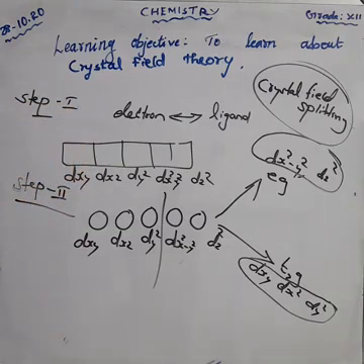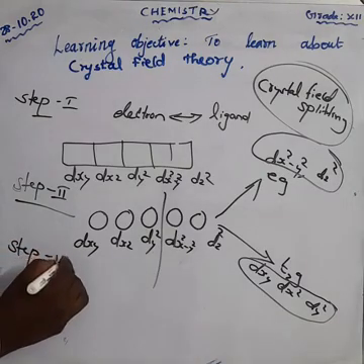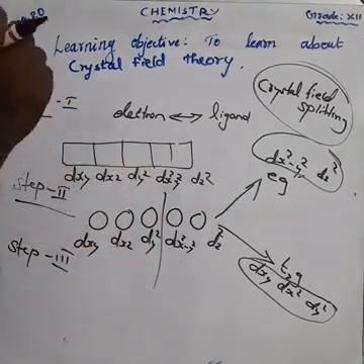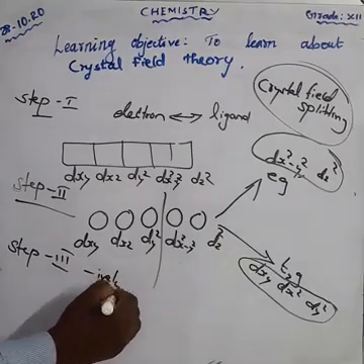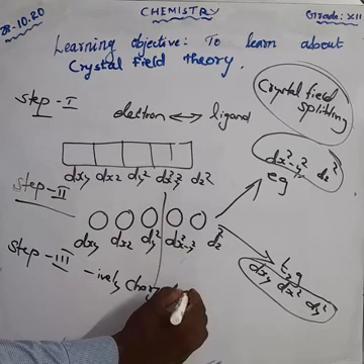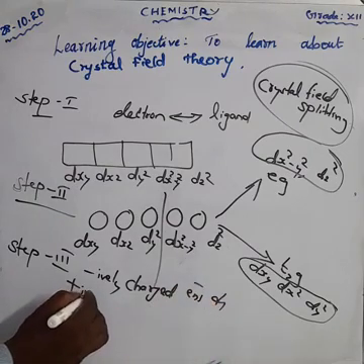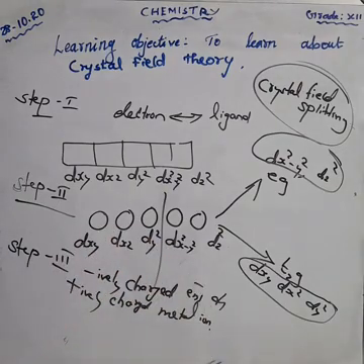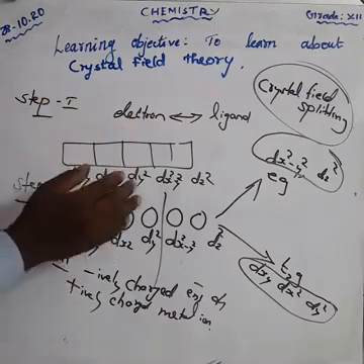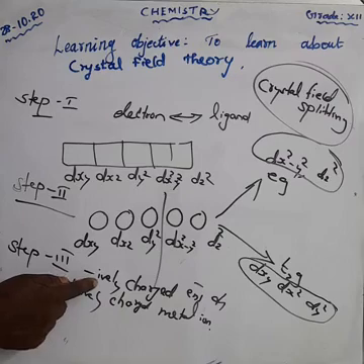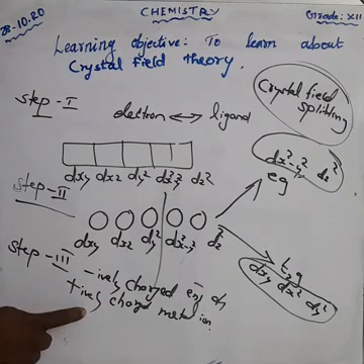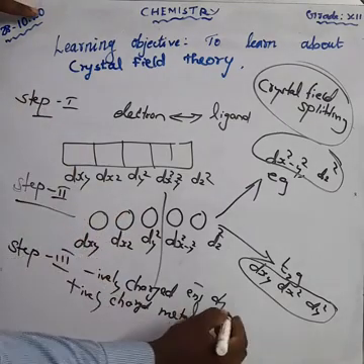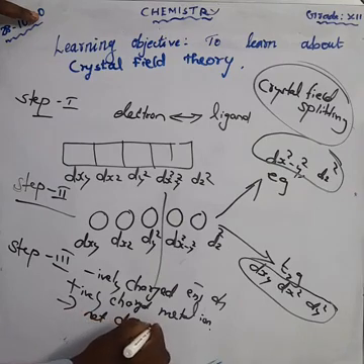Next, step 3. What about the step 3? Step 3 means when the ligand approaches further, there will be an attraction between the negatively charged electron and the positively charged metal ion. This results in a net decrease in energy.